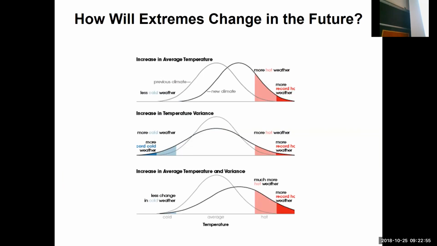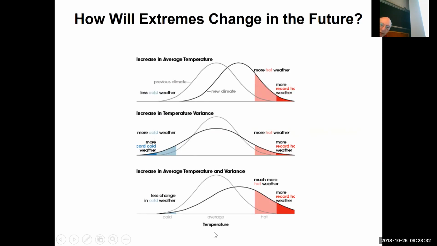So how might extremes change in the future? We had that bell-shaped distribution. And so now we see some examples here of how that bell-shaped distribution might change. So in these three scenarios, the previous climate is drawn in light gray. And so here's that temperature bell-shaped curve. Under the new climate, we get the black curve, which you can see in the upper graph has shifted towards the right, towards higher temperatures.